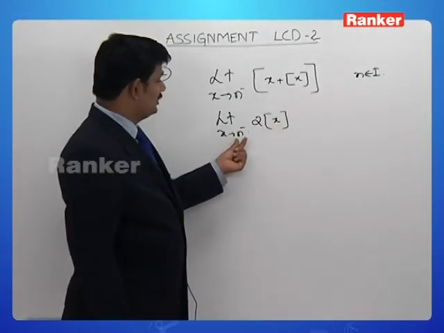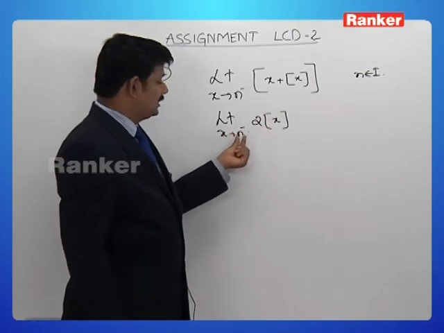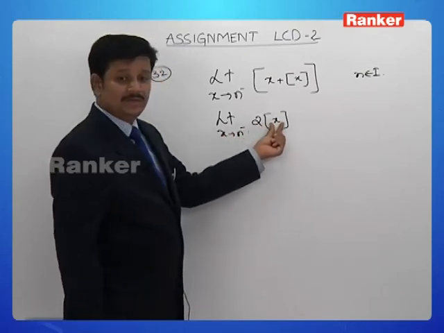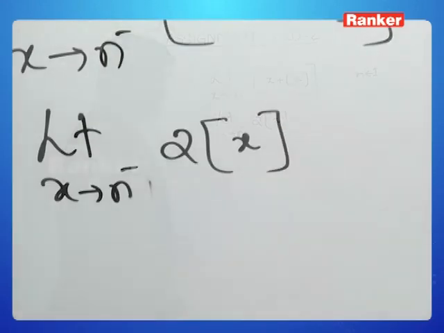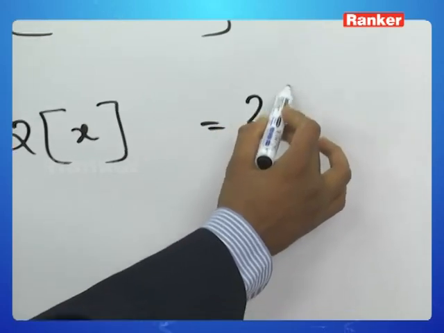So as x tends to n minus, x is slightly less than n, the integral part of x would be n minus 1. So this limit would be 2 into n minus 1.